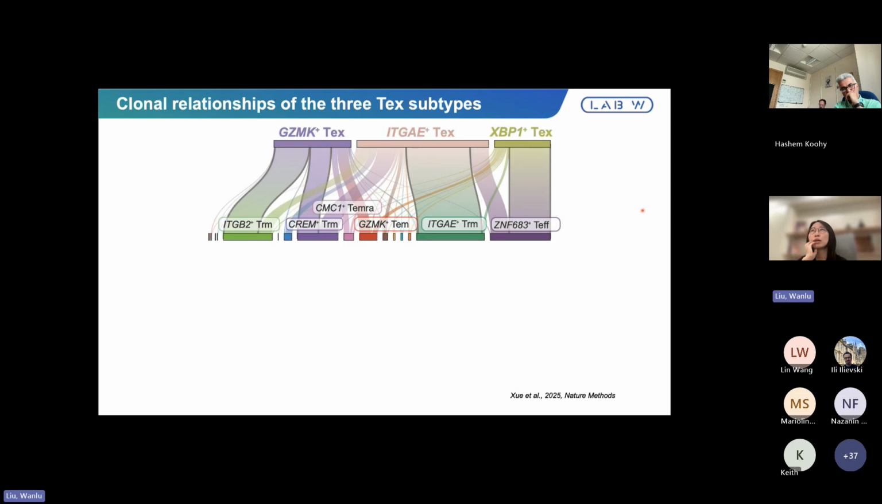When we looked into what is unique about those three different exhausted T cells, we immediately realized that they have very different clonal sharing patterns with other cell types. As you can see from this map, which plots the TCR clonal sharing of those three exhaustion T cell subtypes with other T cell types, ITGAE-TX and XBP1-TX each have one major cell type that is clonally sharing with them. For example, ITGAE-TX is mostly sharing with ITGAE-TRM, and XBP1-TX is mostly sharing with ZNF683 T cells, while GZMK-TX has a more diverse sharing with other cell types.